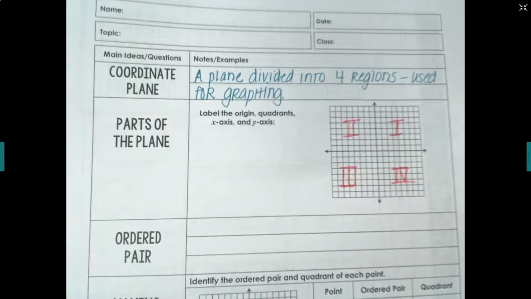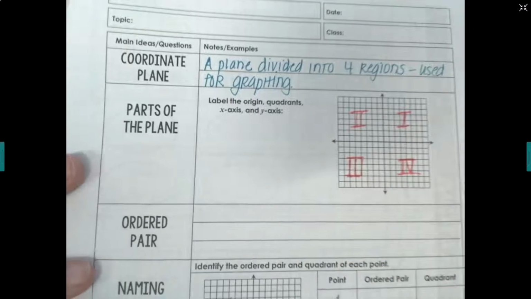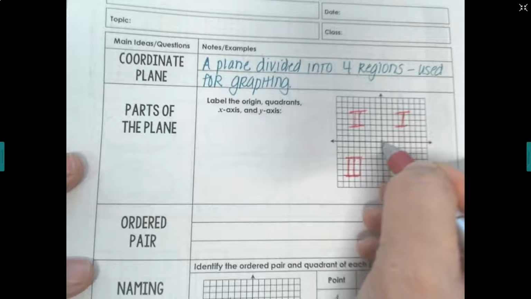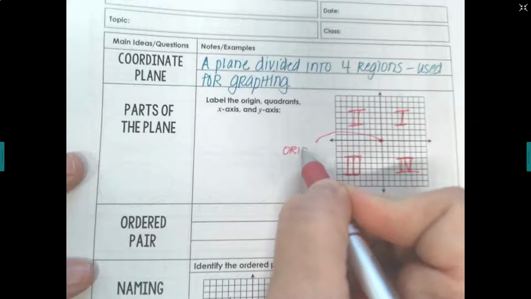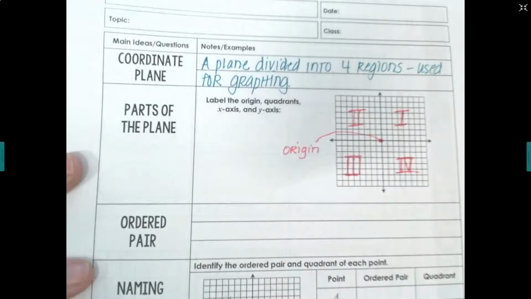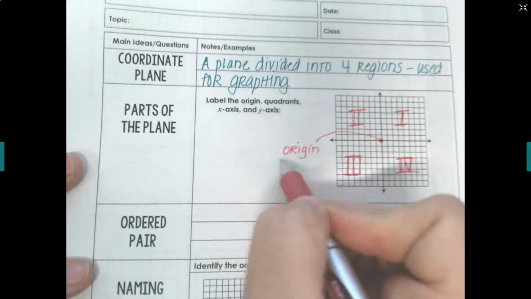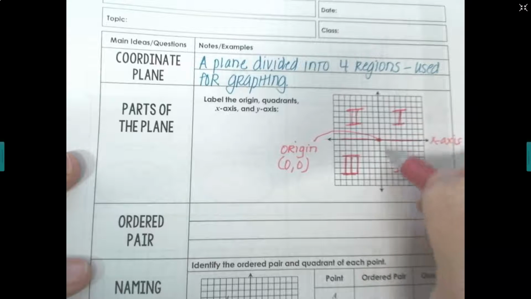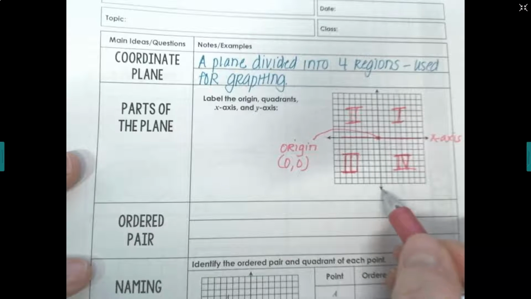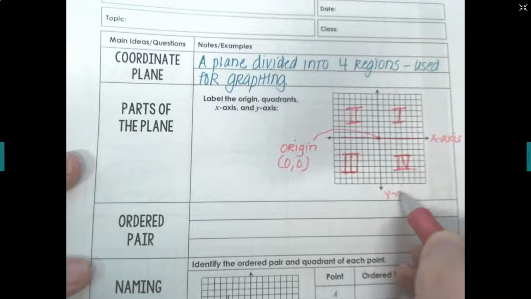Other important features of our coordinate plane is this point right in the very center. That is called the origin. When we're counting to plot our points, we always begin from the origin, and the origin is at 0, 0. This horizontal line with the arrows on it, that's our x-axis. And this vertical line through the origin with the arrows on it, that's our y-axis.